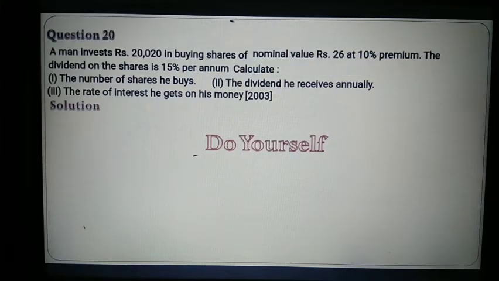Okay, the last one is again very easy. If you have understood everything, you will definitely be able to do this sum. Okay, so with this we'll close the exercise. Thank you very much.